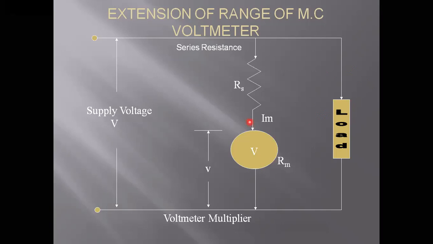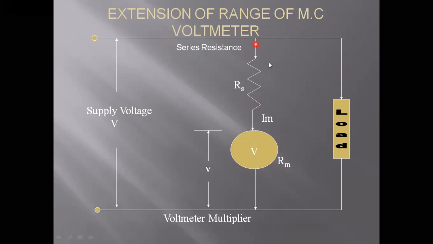Now, this is our voltmeter. It should be connected in parallel to the load. But the load voltage is out of range of the voltmeter. Hence, we are trying to extend the range of the voltmeter. For that, we are including a high resistance in series with the voltmeter. Now, our meter is this whole setup. It is not just this one, it is the whole setup. And this setup has a voltmeter in series with a multiplier. This Rs, a series resistance, is what we call a multiplier.